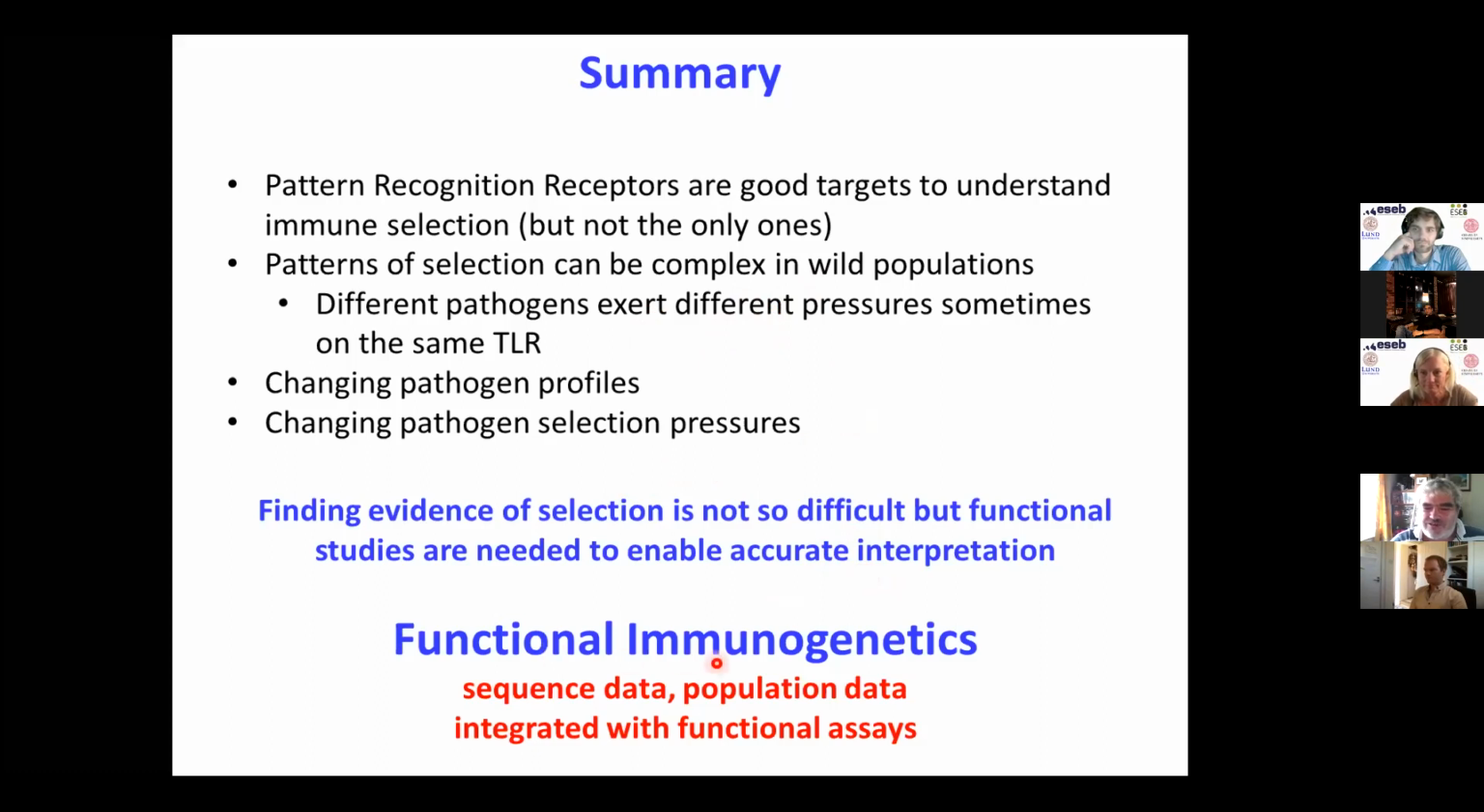So I'd like to end with a call for functional immunogenetics. Yes, we need more sequence data. Yes, we need more sequence data within populations, not just a single example per species, but they need to be integrated with functional assays for us to be able to understand the way that these receptors are adapting to the environments. So thank you very much.